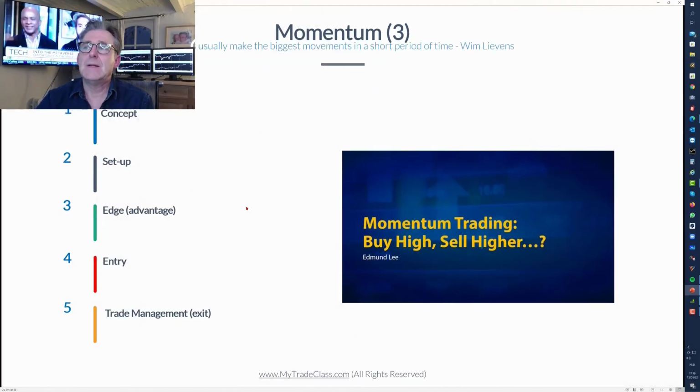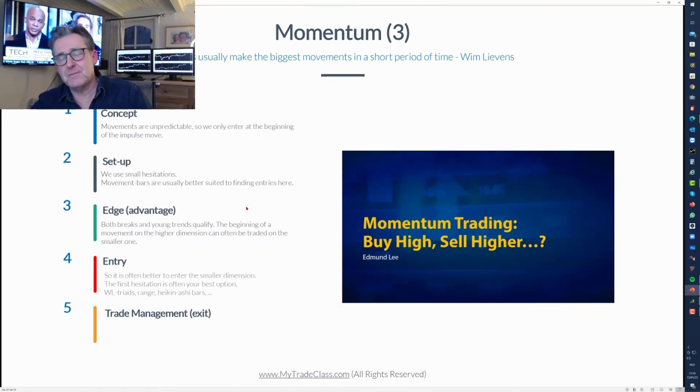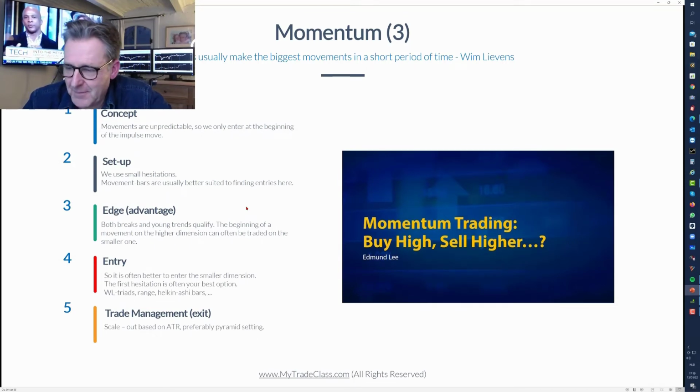Okay, then the momentum. The momentum is a strategy that I developed quite a long time ago, 7-8 years ago, out of pure frustration. I was so fed up missing certain movements because I saw the market move like crazy, and I wasn't in it.